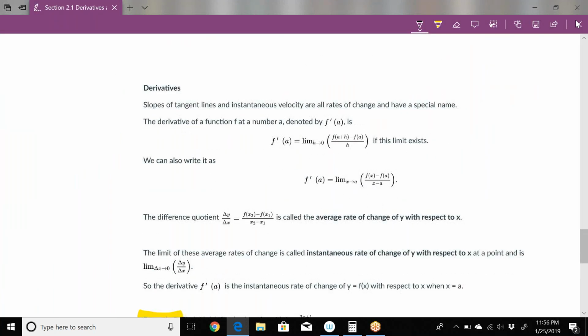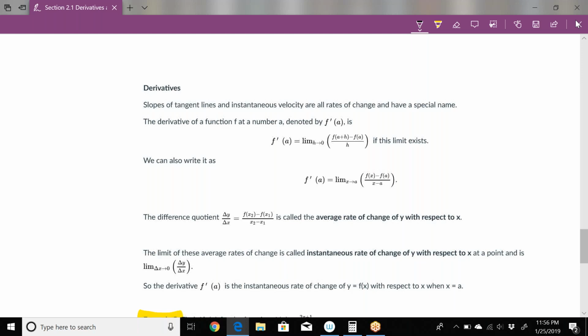Okay, so just to recap, derivatives are, remember, a special name for what we calculate when we do these limits for slopes of tangent lines and instantaneous velocity. These are rates of change, and the derivative of function f at a number a, denoted by f prime of a, the definition is f prime of a is the limit as h approaches 0 of f of a plus h minus f of a all over h, if the limit exists.